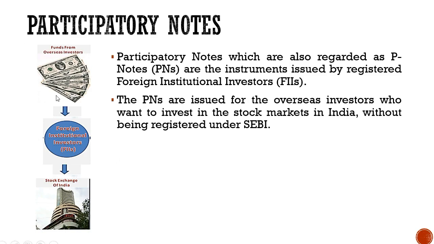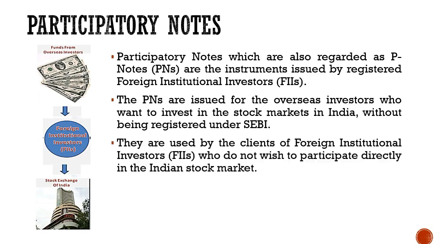So now let's take this example. There is Mr. X from the US. He is an overseas investor. He wants to invest in the Stock Exchange of India. However, he does not want to register under SEBI. In that case, the foreign institutional investor comes into the picture. And how does this particular participatory note work? Let us read ahead and we'll get an idea of that.